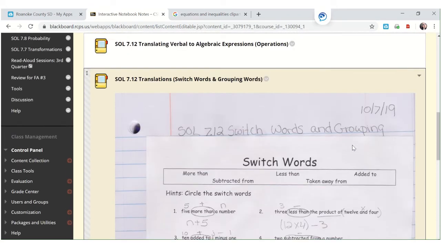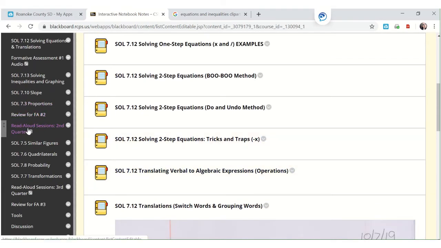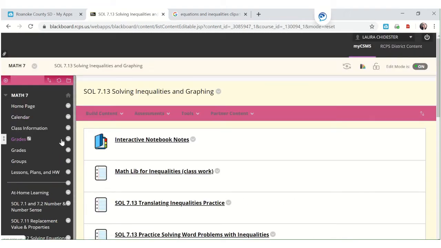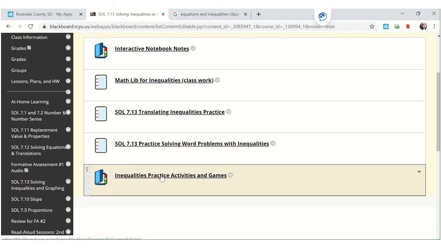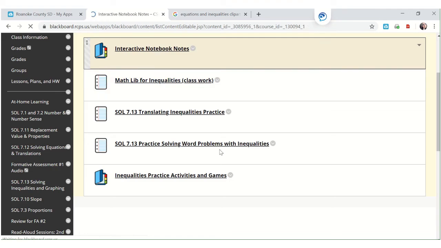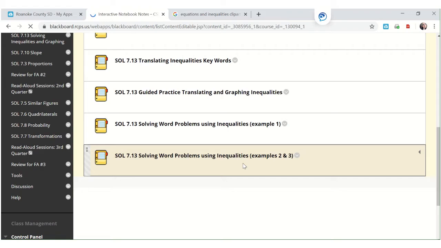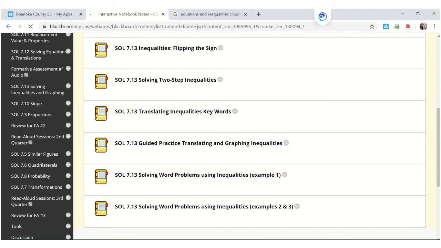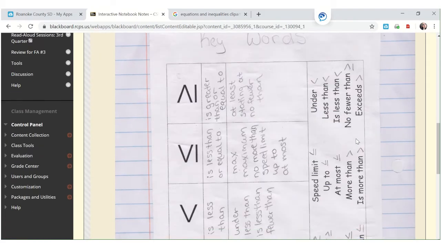So this is under 712 over on the side here. And then if you needed to find anything for solving inequalities, that was 713. Again, we started to do some assignments here. Here's the practice activities and games at the bottom, and interactive notebook notes was up at the top. So if you're looking for something in particular or an example, translating inequalities, keywords, that might be something you would need for what we're doing today.